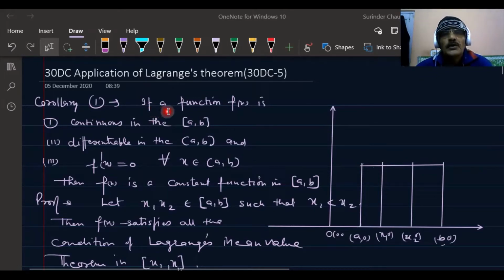If a function f(x) is continuous in a closed interval [a, b], this closed interval [a, b] is always a subset of the domain of the function, right? And the second condition is that the function f(x) is differentiable in the open interval (a, b). And the third condition is that the derivative of the function f(x) is 0 for all x belonging to the open interval (a, b). Then our aim is to prove that f(x) is a constant function in the closed interval [a, b].